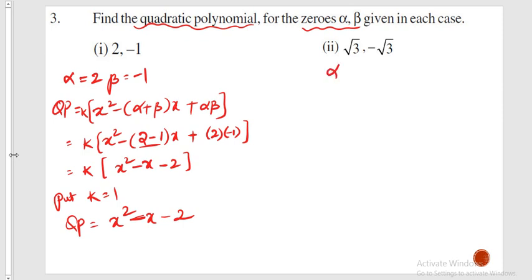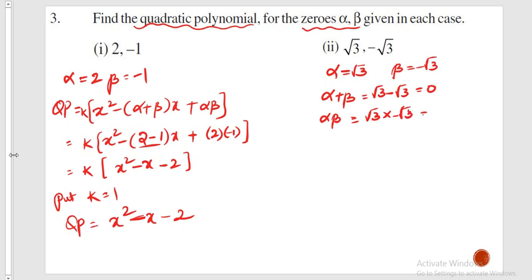Otherwise, you can directly take alpha value as root 3, beta value as minus root 3, whatever is given. First of all, find out the sum of zeros: root 3 minus root 3, which gives me 0. Product of zeros is alpha into beta, so root 3 into minus root 3 is nothing but minus root 3 whole squared. So I am going to get minus 3.